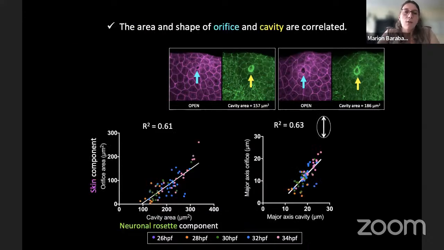In addition, we found a correlation between those two structures, the orifice and the cavity, because as you can see, we observe a correlation of the area of the cavity and the orifices, and also about the shape of those two structures. So that was more evidence suggesting a really important interaction between those two cell types, and the fact that the cavity might be essential for the opening of the orifice.